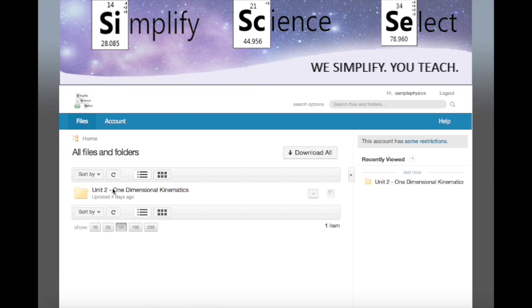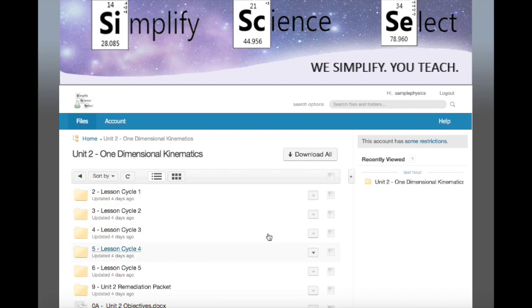So the first thing that we want to do is, whenever you click on this folder, you have a couple of options. You could click right here and you could download the entire folder right away. If you do, it may take a while because there are several documents and lots of large files in here. So the first thing we want to do is explore the folder itself. So we're going to click on it.